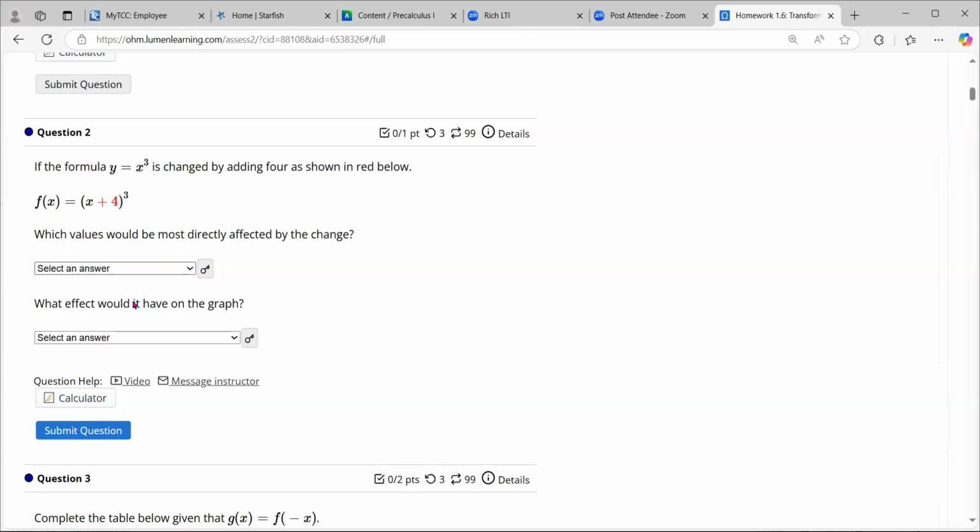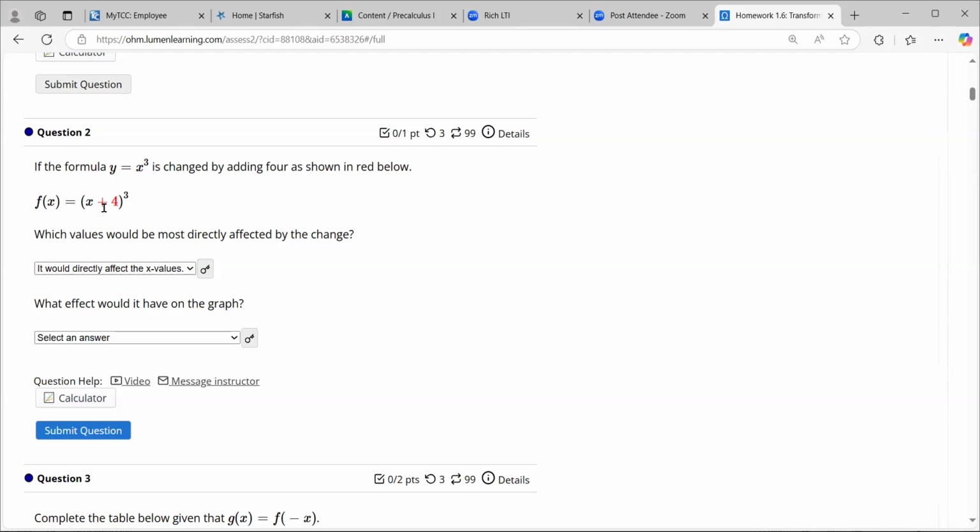So let's see what we have here. It will directly affect x values. It would directly affect y values. It would have no effect. Of course, we do not choose the last option, right? It does have a certain impact, and the impact occurs to x. Okay. In order to produce the same output, all the x values have to be 4 less than the original.